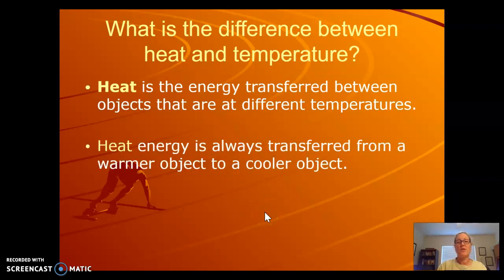Heat is always transferred from something warm to cool. So when you shake someone's hand, and you say, oh, they're making me cold, it's actually the opposite. They're taking away your heat. You being warmer, your energy is being transferred to a cooler person.